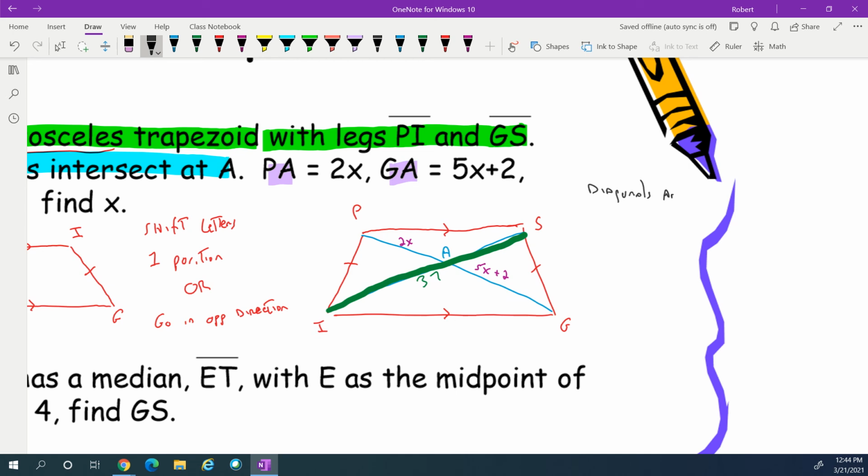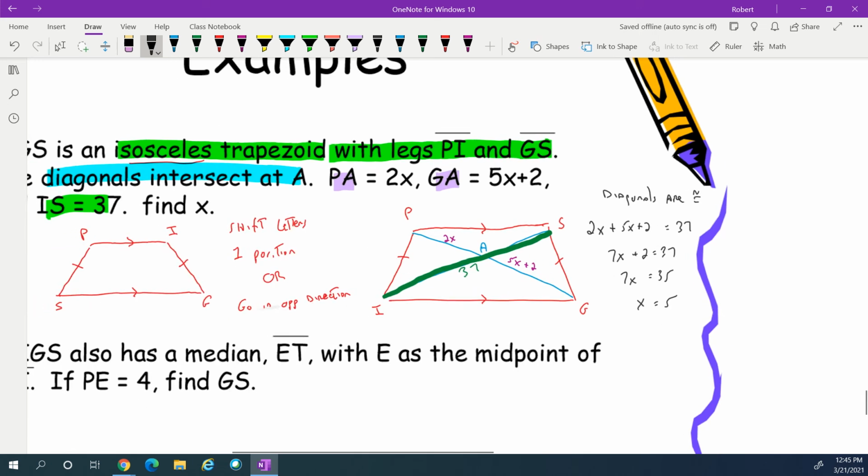Diagonals are congruent in an isosceles trapezoid. So that means the 2x plus the 5x plus 2, that makes up one diagonal, is equal to the other diagonal. And that's going to be the entire problem. That's everything that I need to know and everything I need to do. So 7x equals 35 and x equals 5.